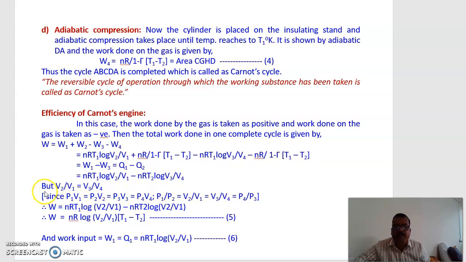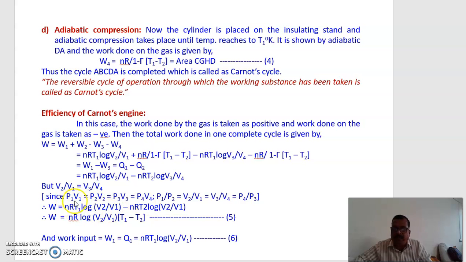Okay, but P2 by P1 equal to P3 by P4. हे कसं काढायचं, परफेक्ट गॅस इक्वेशन, that is PV equal to RT इक्वेशन माहित आहे तुम्हाला, PV equal to RT, किंवा this can be written as P1V1 equal to P2V2 equal to P3V3 equal to P4V4. चार टर्म हो गए चार.